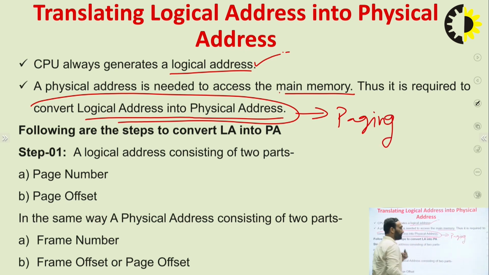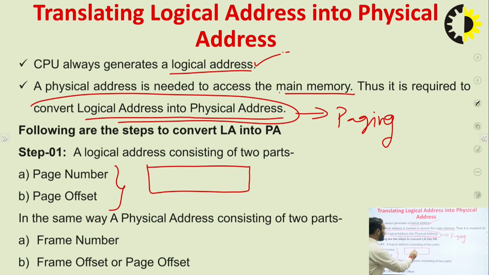In paging, the address is divided into 2 parts. What are these parts? In a logical address, the address is divided into 2 parts. The first one is the page number and the second one is the page offset bit.